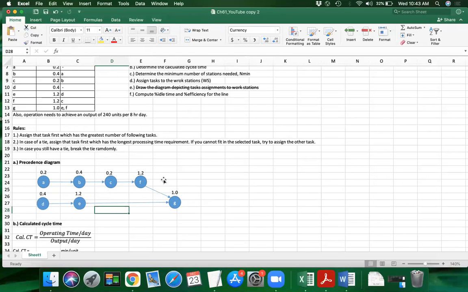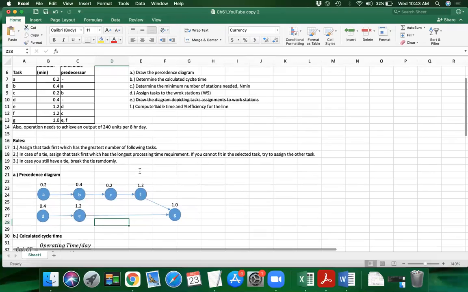Okay, so this is my diagram. So I have this precedence diagram. It tells me all the tasks and their interrelationships. Like, I cannot start task B unless and until I'm done with task A. Likewise, I cannot start F unless and until I'm done with C. Likewise, I cannot start G unless and until I'm done with activities F and E. So these both need to be done before I can start G, and so on.